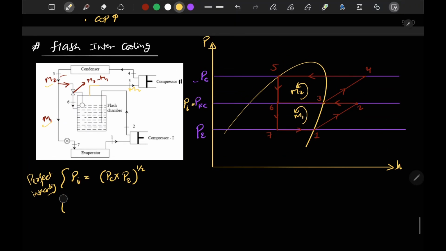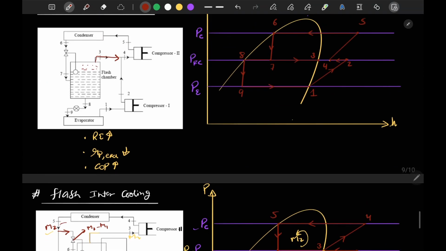Now here it was mentioned that this was for perfect intercooling. Now in this case the intercooling was not perfect, so we can use the expression Pi is equal to Pc into Pe into Tc by Te, power 1/2. I hope you understood these 2 points.